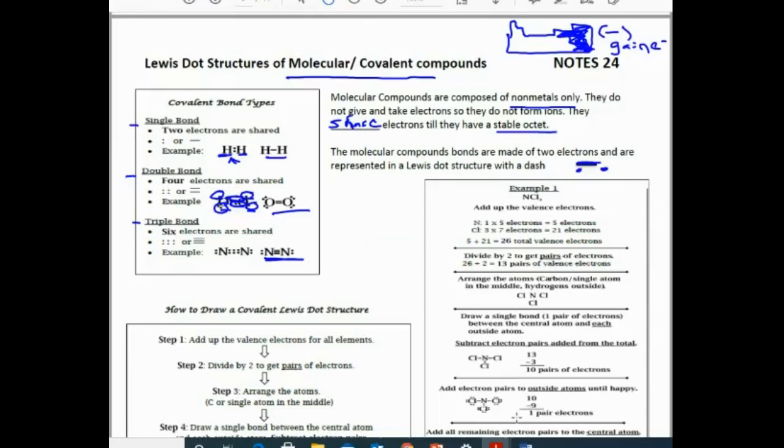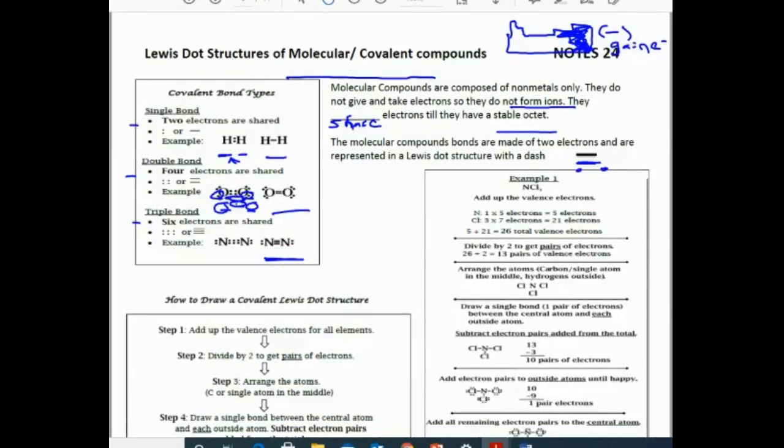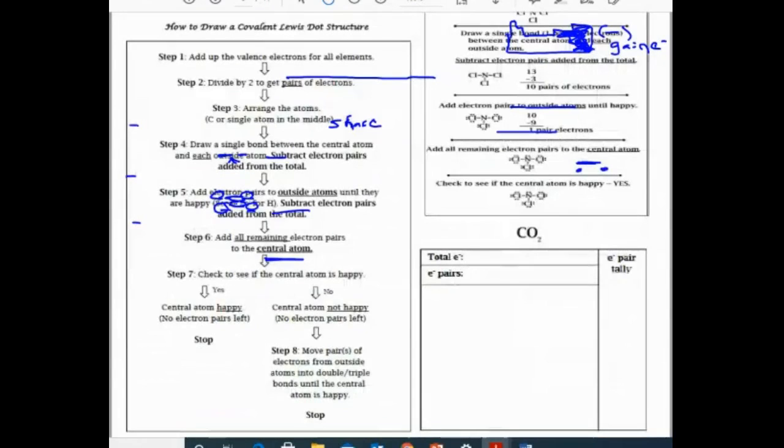All right, we're going to scroll down and see how do I make those shapes? I have singles and doubles and triple bonds, but how do I know when to use what? How do I do it? You actually just follow these steps. That's it. You have step 1 through step 7. You follow it, you do what it says, you get your shape.